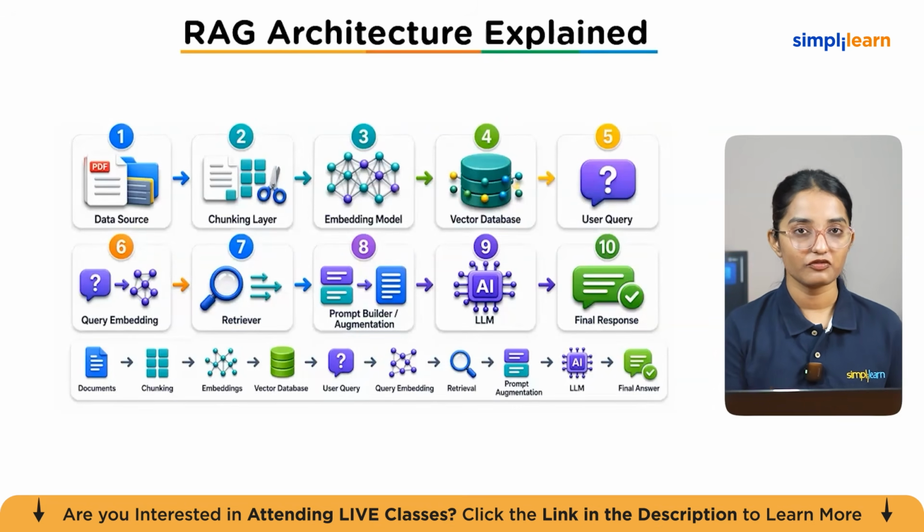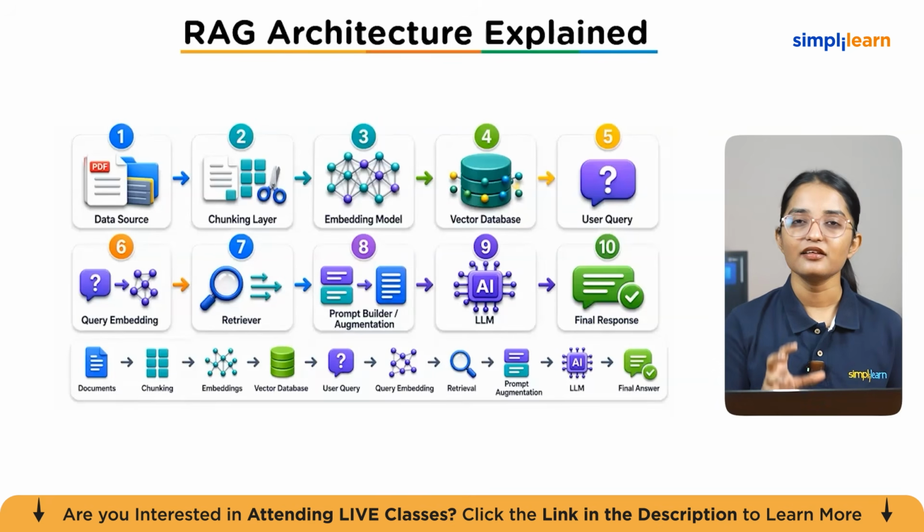Seventh one is retriever. This searches the vector database and fetches the top relevant chunks. Number 8 is prompt builder augmentation. This combines the user's question, the retrieved chunks, and sometimes extra instructions. Number 9, we've got large language model, which reads everything and generates the answer. Then we've got the final response. The user gets a grounded answer now.